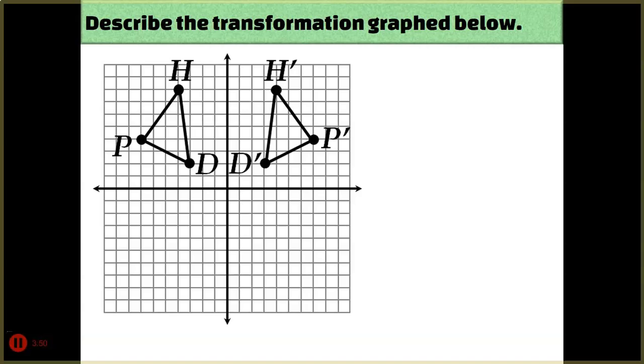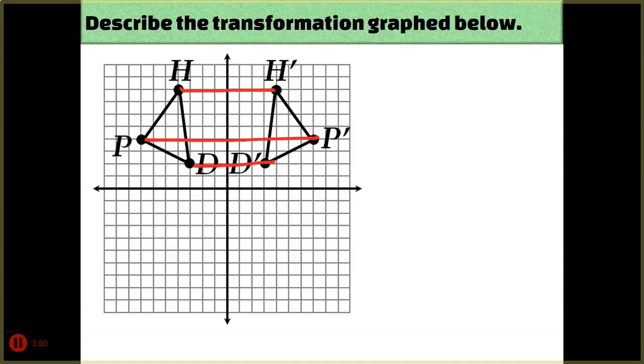An easy way to tell that this is a reflection is by connecting each of the corresponding points. H to H prime, P to P prime, D to D prime, and you'll notice that all of the lines are parallel to each other. And that's because that's how reflections work. The line of reflection will always be perpendicular to the lines that connect a pre-image to an image. So each of those red lines is perpendicular to the line of reflection.